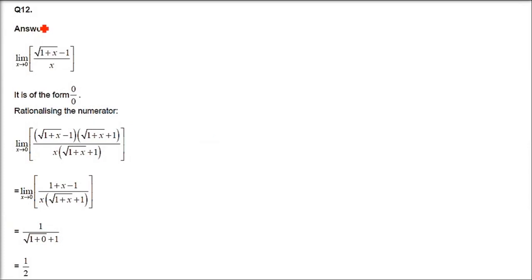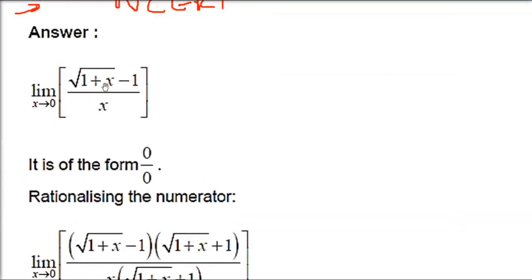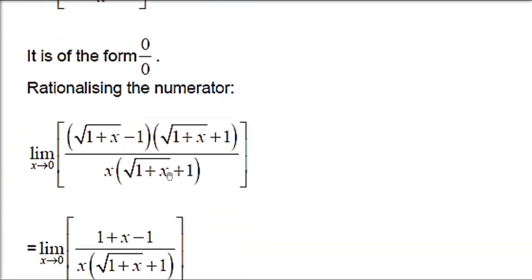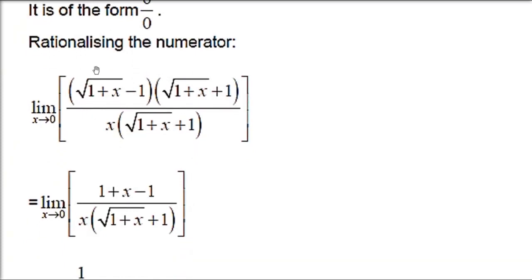This is question number 12 and this is an NCERT question. So we have limit x tends to 0 under root 1 plus x minus 1 by x, and by now you might have understood what we have to do. Multiply numerator by under root 1 plus x plus 1, and under root 1 plus x plus 1 in the denominator as well. This is a square minus b square, 1 plus x minus 1 will come.